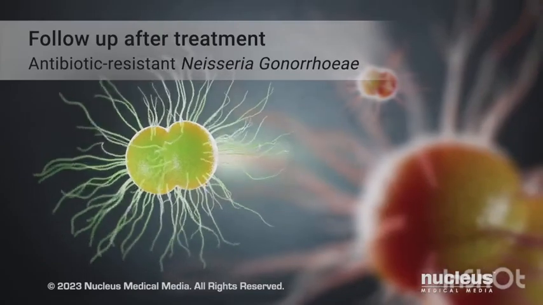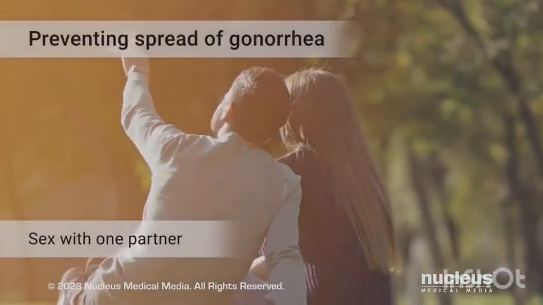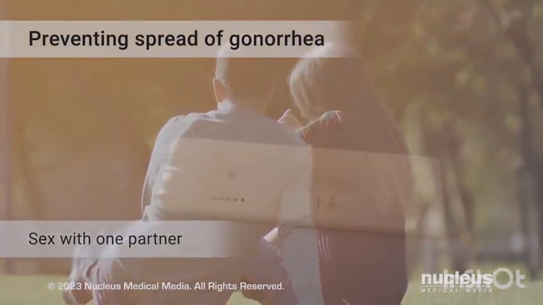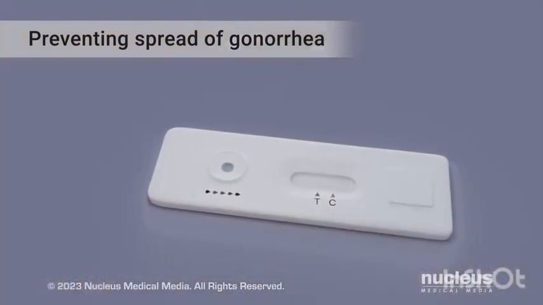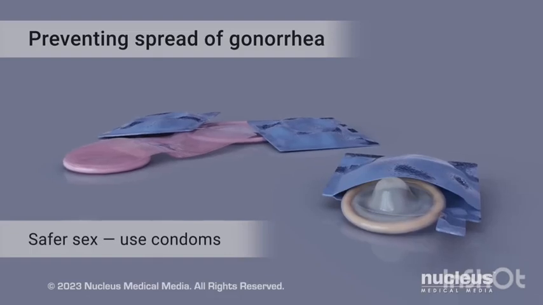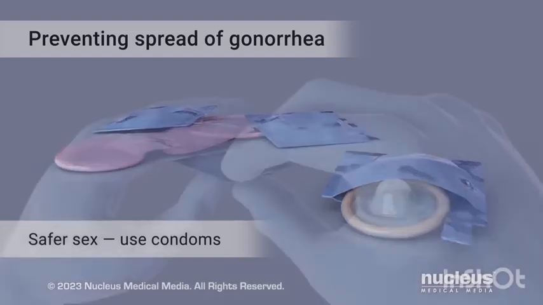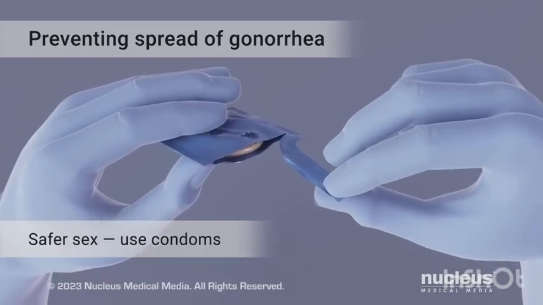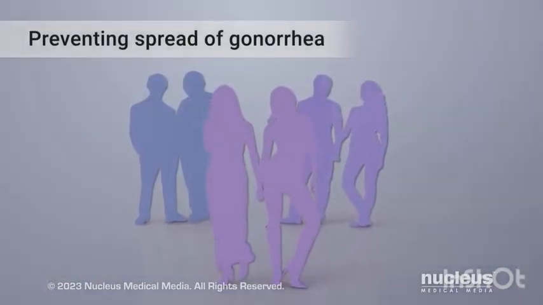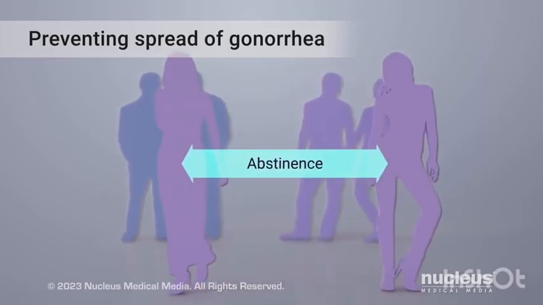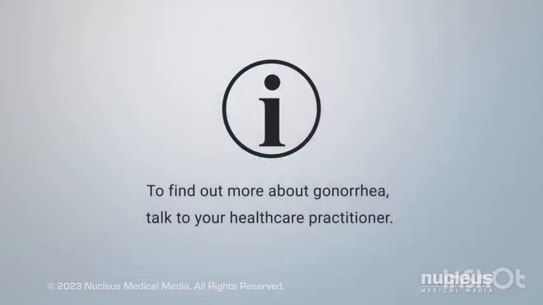You can reduce your risk of getting gonorrhea if you only have sex with one long-term partner who doesn't have sex with other people and who has been tested for gonorrhea and doesn't have it. And you can practice safer sex, which means taking steps before and during sex to prevent you from getting or spreading gonorrhea. For example, using condoms correctly every time you have sex can reduce your risk. The most reliable way to avoid getting gonorrhea is to practice abstinence, which means not having vaginal, anal, or oral sex. To find out more about gonorrhea, talk to your healthcare practitioner.